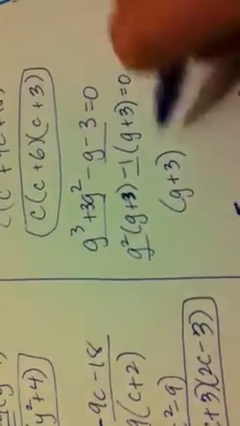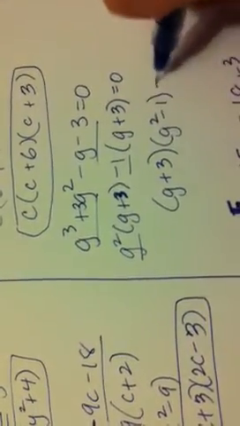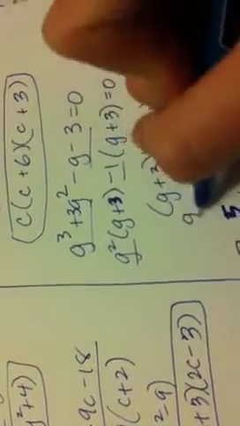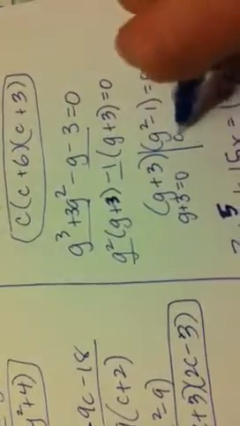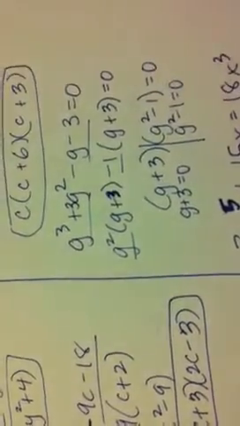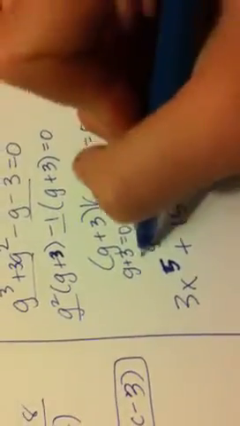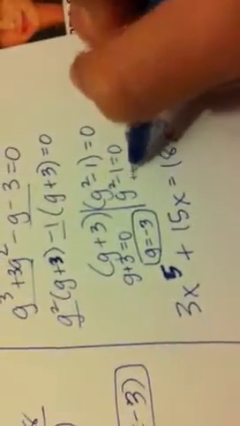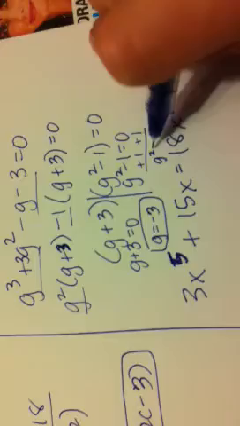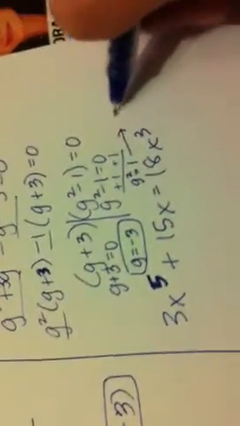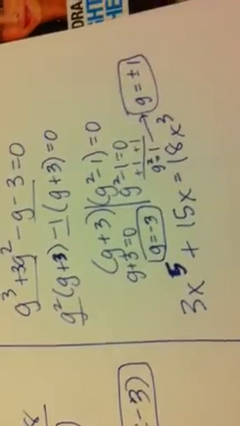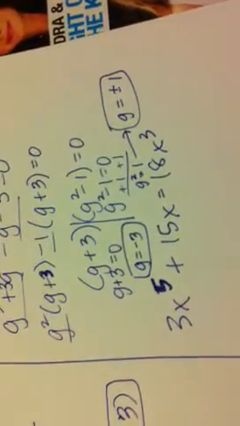G squared minus 1 is what is left over. And what you want to do is take each expression and set it equal to 0 and then solve for g. So I get g equals negative 3. G squared equals 1, which means that g equals plus or minus 1. The square root of 1 would be plus or minus 1.